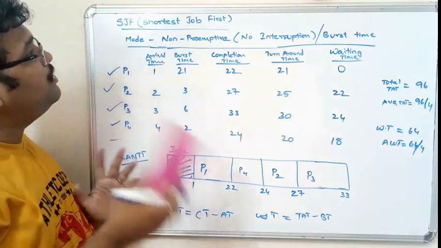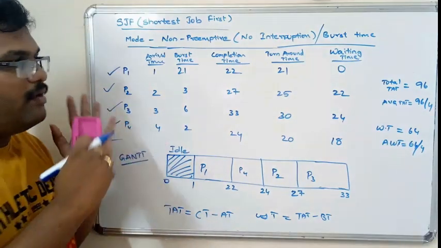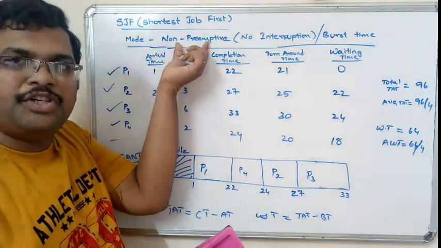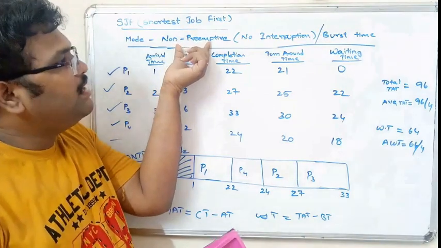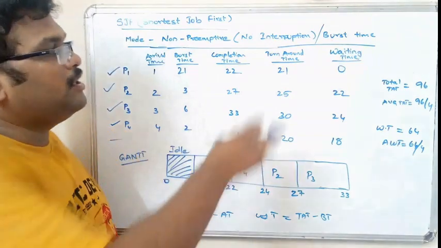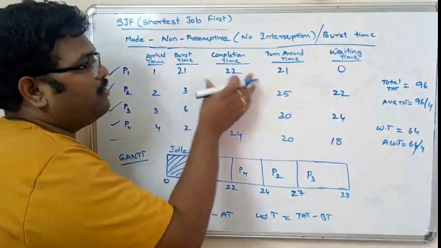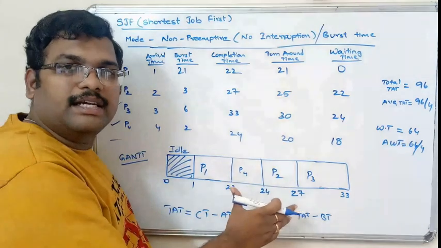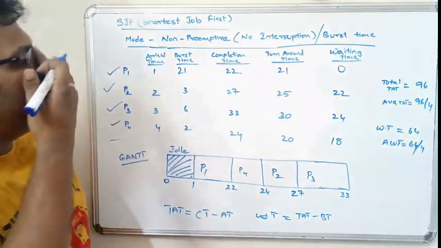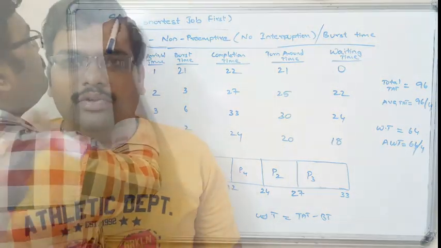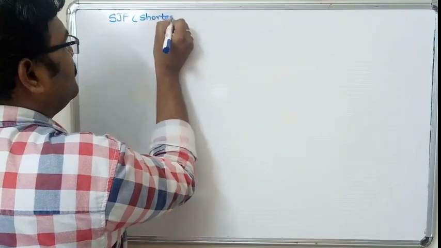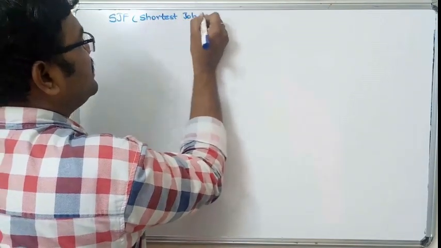So hope you understood this simple shortest job first. So here we have applied this in a non-preemption mode, that is no interruption while executing the process, and the criteria is burst time. So based upon the burst time, we have prepared this Gantt chart. We have scheduled the process to the CPU. So hope you understood this shortest job first. So SJF in a non-preemptive mode, that is shortest job first.